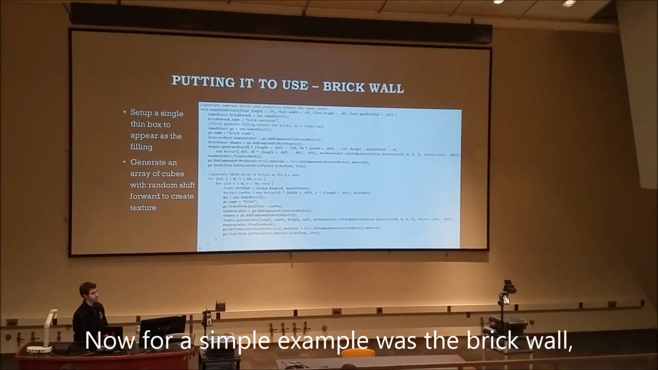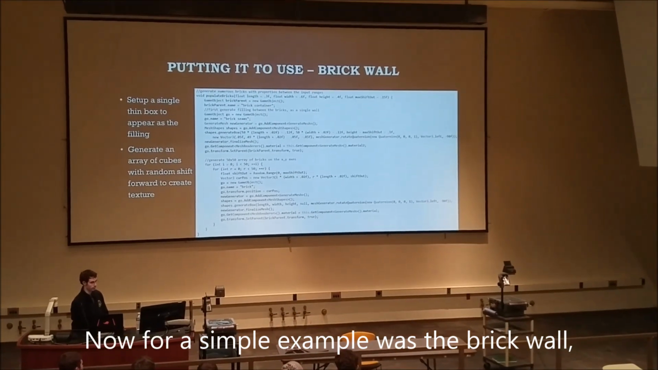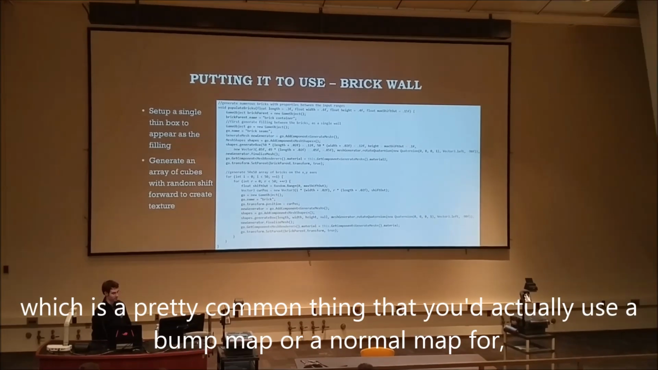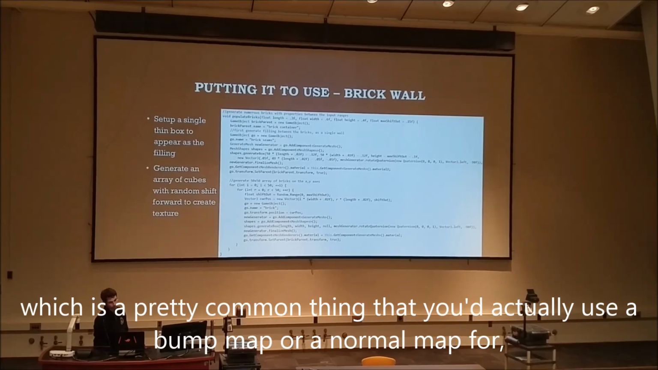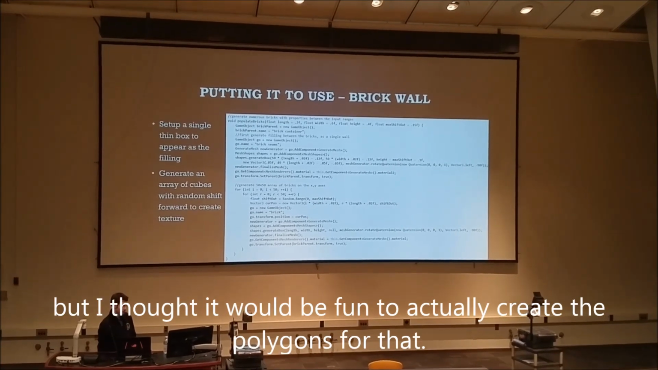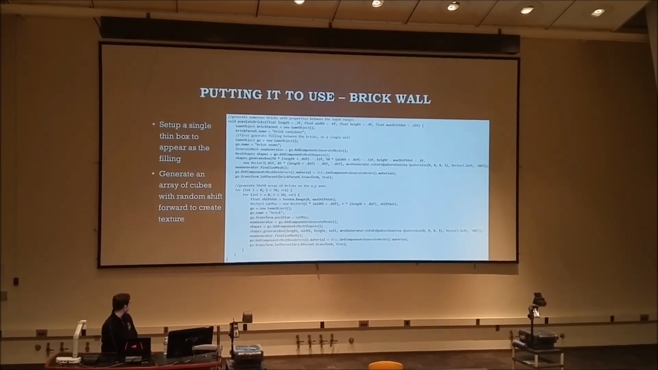And now a very simple example was to make a brick wall. This is a pretty common thing that you actually do on a map or a model map. I thought we wanted to actually create the polygon for that. And so this is a much more simple example. It's pretty easy to replicate this.